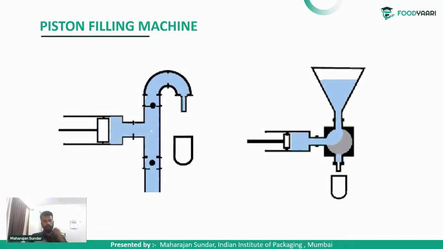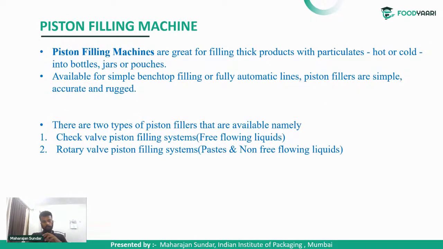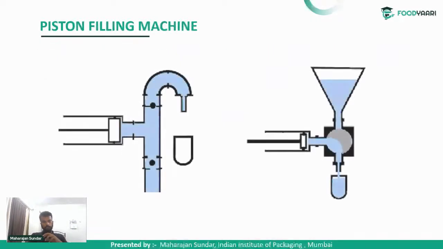Here, on the left side of the image, the first thing shown is the check valve filling system. From the bottom of the container, from the bottom of the tube, the product that has to be filled comes in. The piston will be in continuous action.